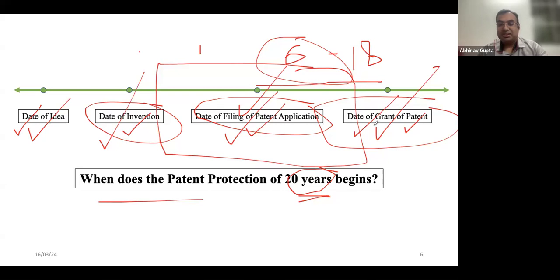So the 20-year protection is not from the date of the grant of the patent, but from the date of the patent application. From the date on which you file your patent application, your clock of 20-year protection begins.